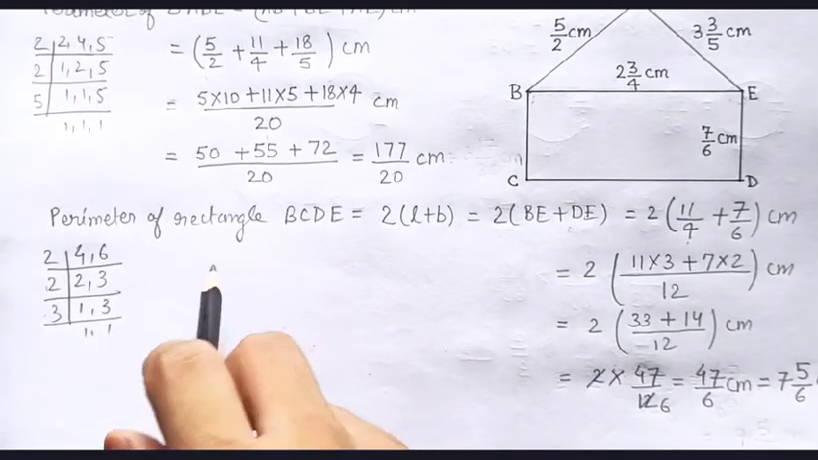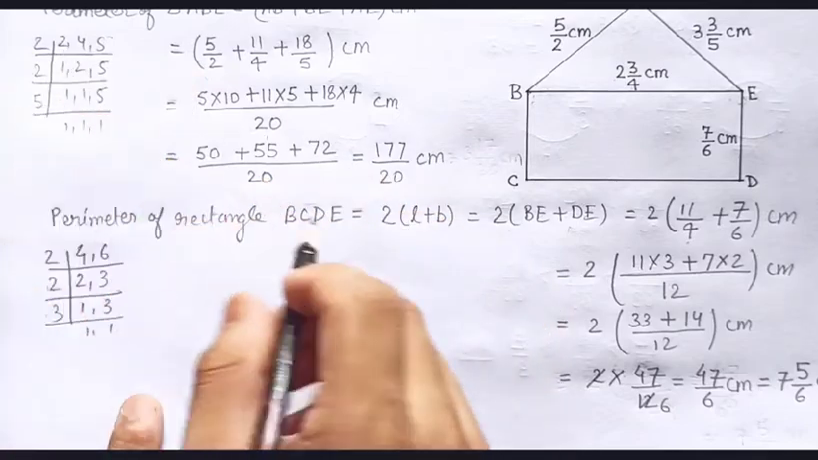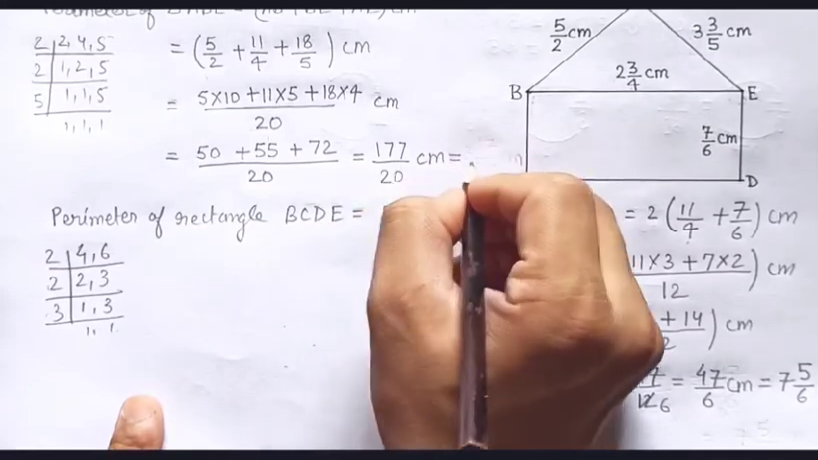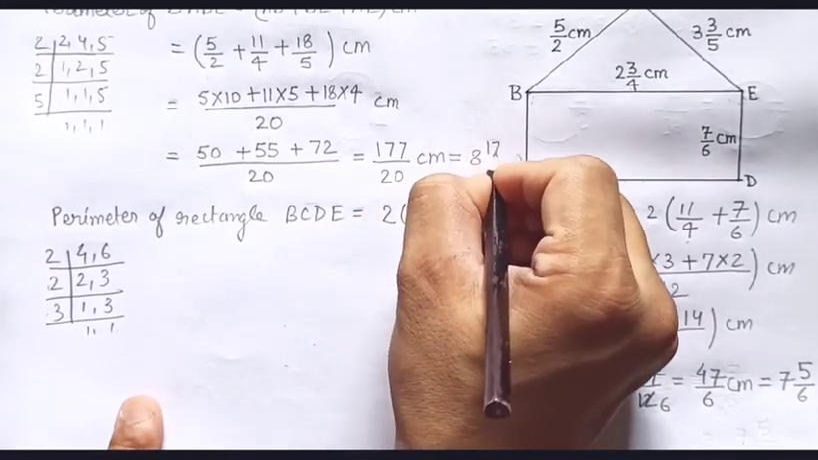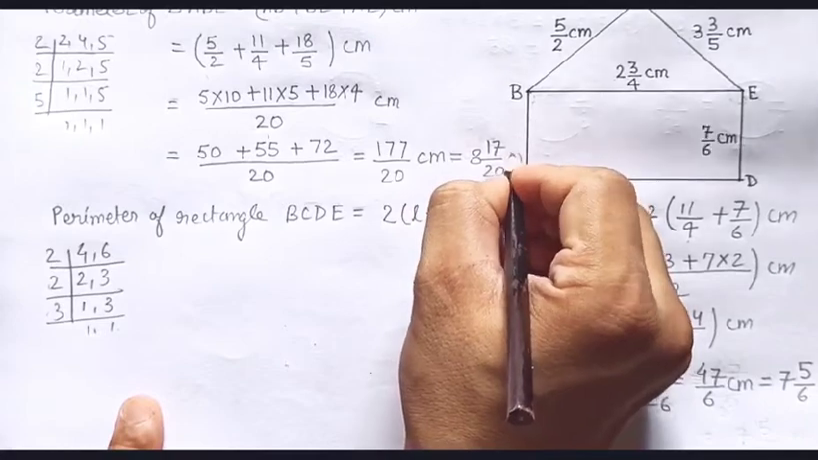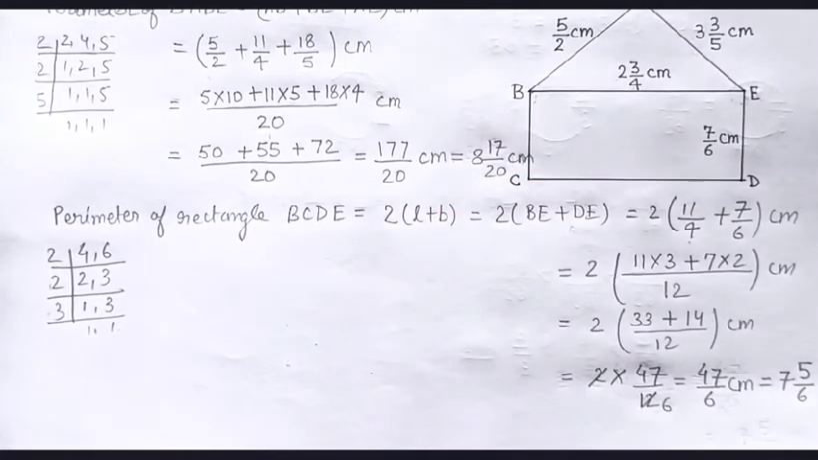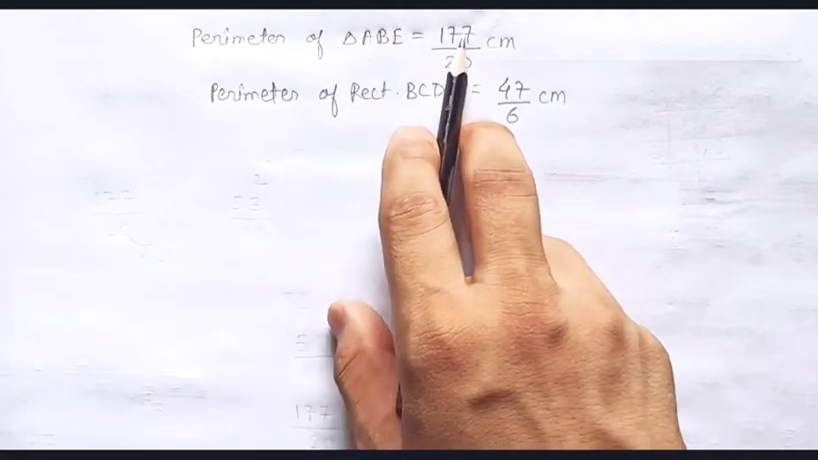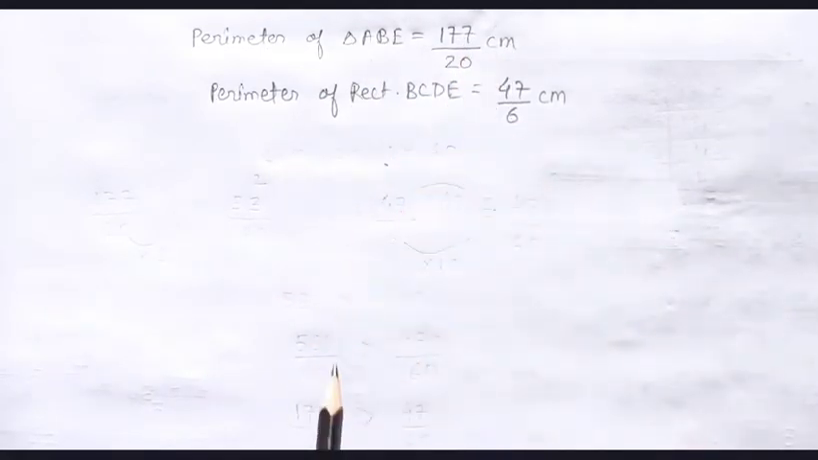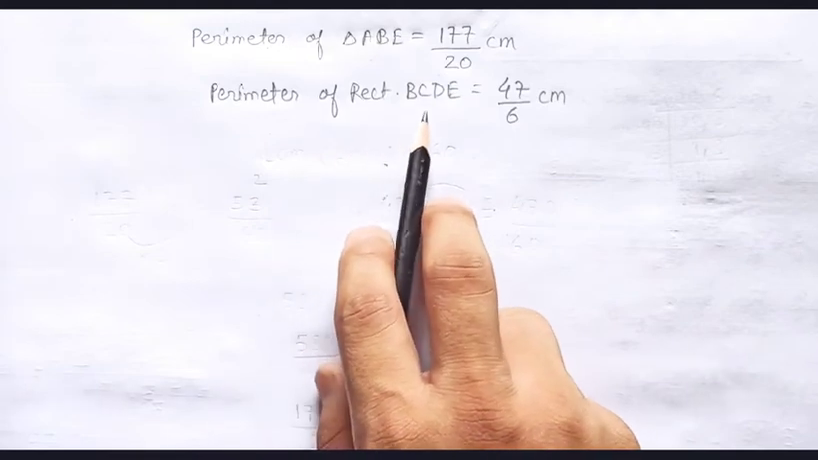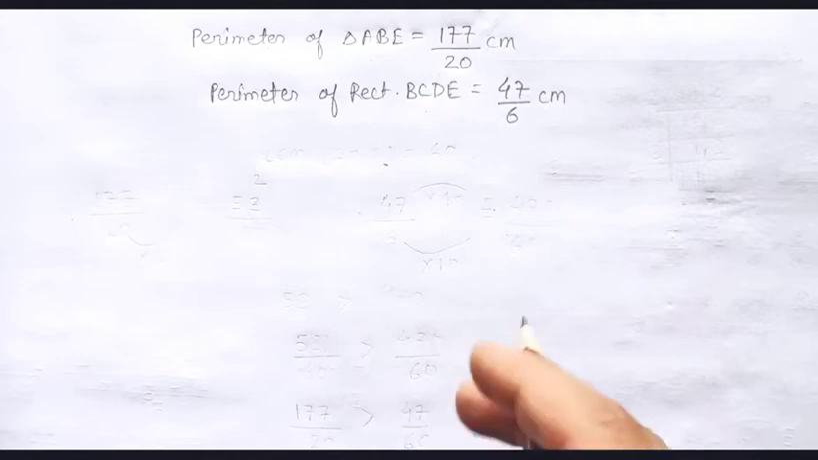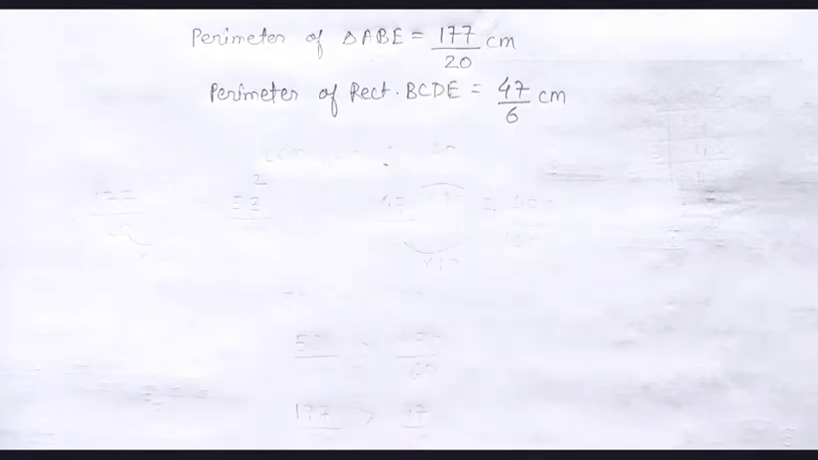And in the same way you can also write the perimeter of the triangle, that is 177 by 20 centimeter, in mixed form as 8 whole 17 by 20 centimeter. So it is clear that the perimeter of triangle ABE is 177 divided by 20 centimeter, and the perimeter of rectangle BCDE is 47 divided by 6 centimeter. Now we have to find whose perimeter is larger. In order to find that, we have to compare these two fractions.